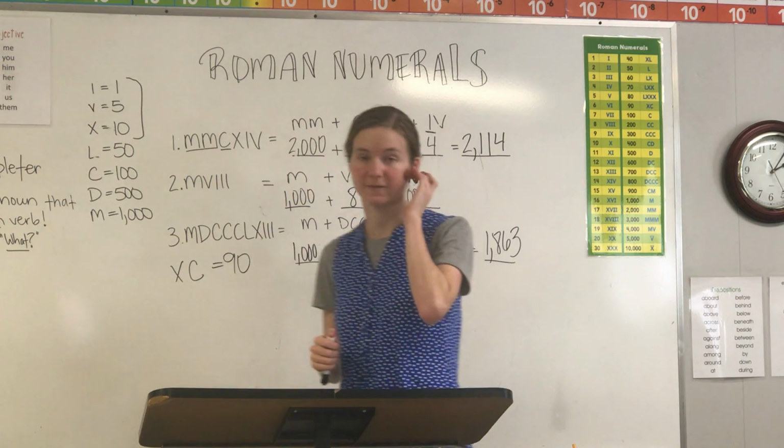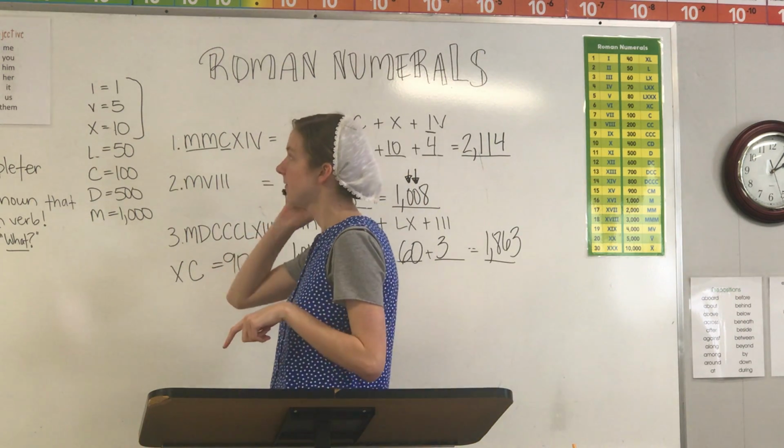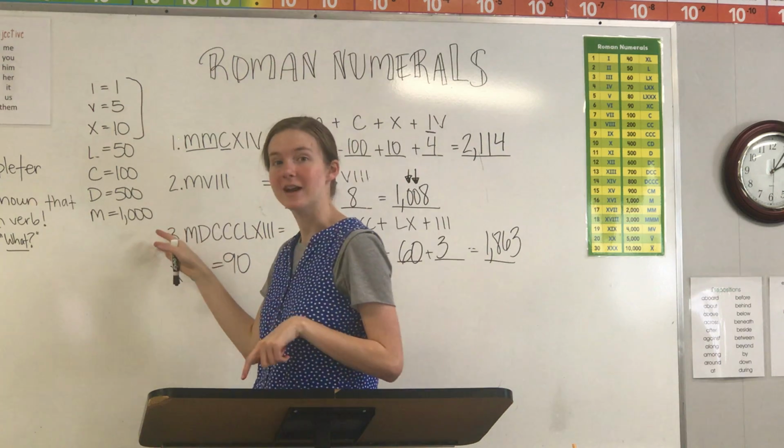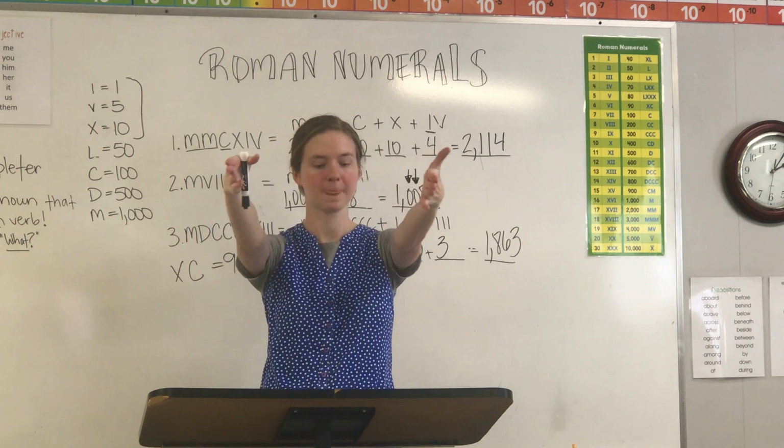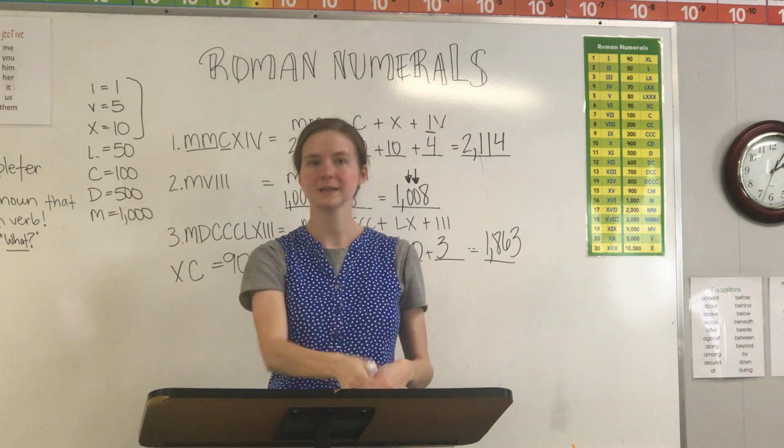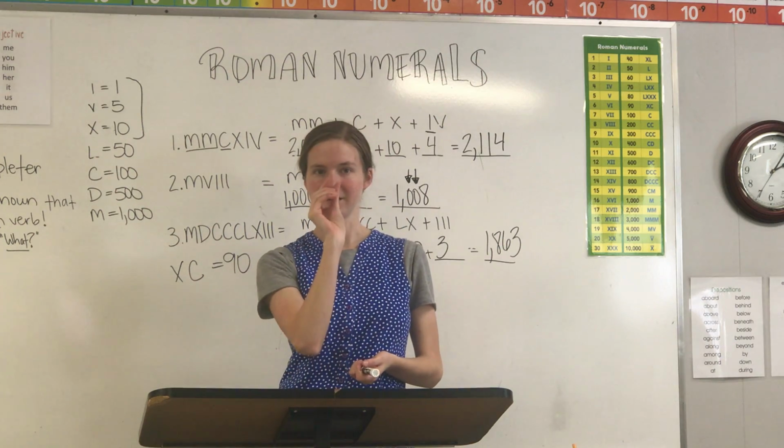All right, do number 4, number 5 by yourself. If it's too hard to figure it out, which you are so capable, if it's too hard to figure out, look at your box and find the Roman numeral.